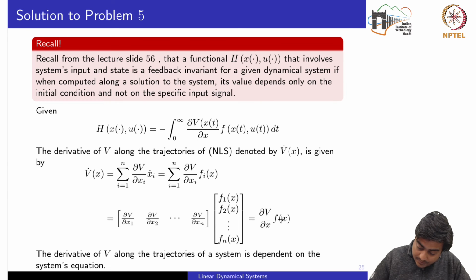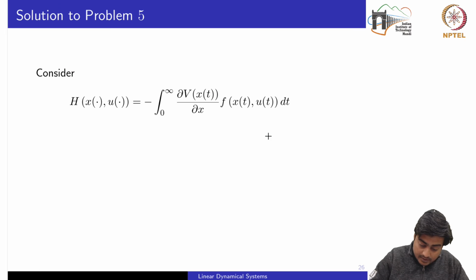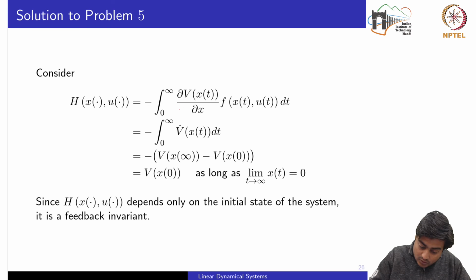Now you would see some similarity. So this part happens to be equal to this part, right? Let's see in more detail. So consider again this one. I can write this whole part, what we had seen, as equal to v dot of x, and if I integrate this v dot, I would get v of x at infinity minus v of x at 0.